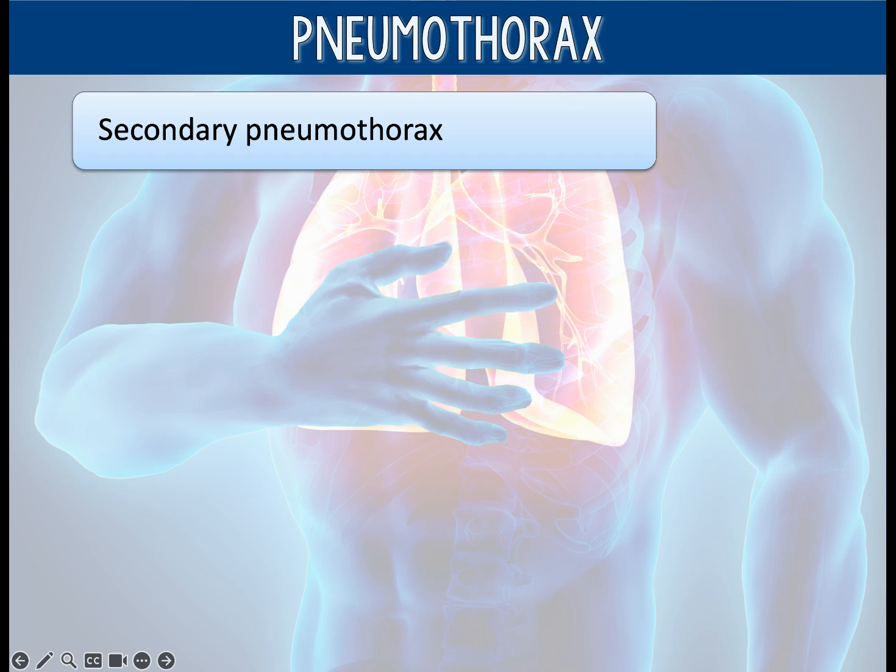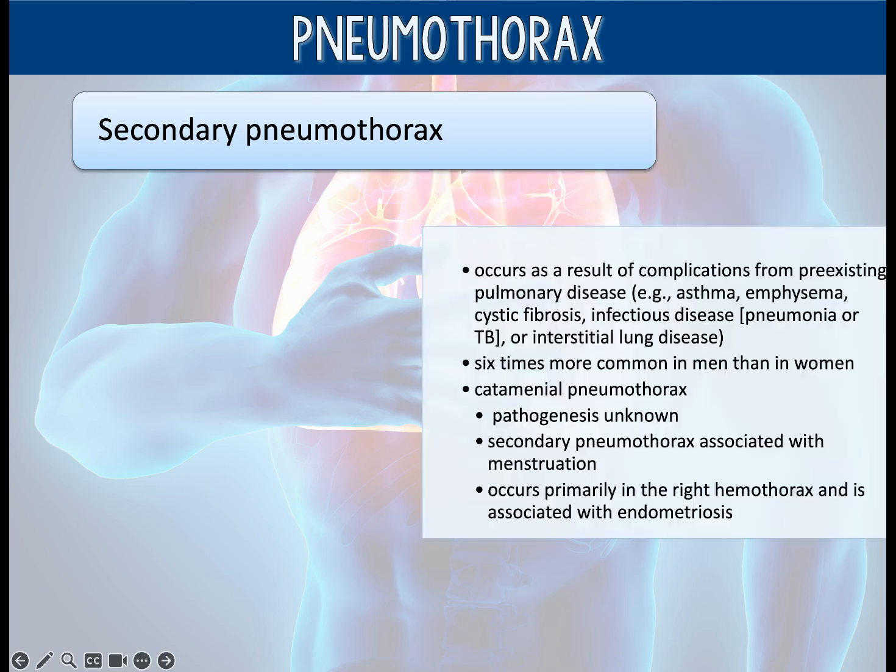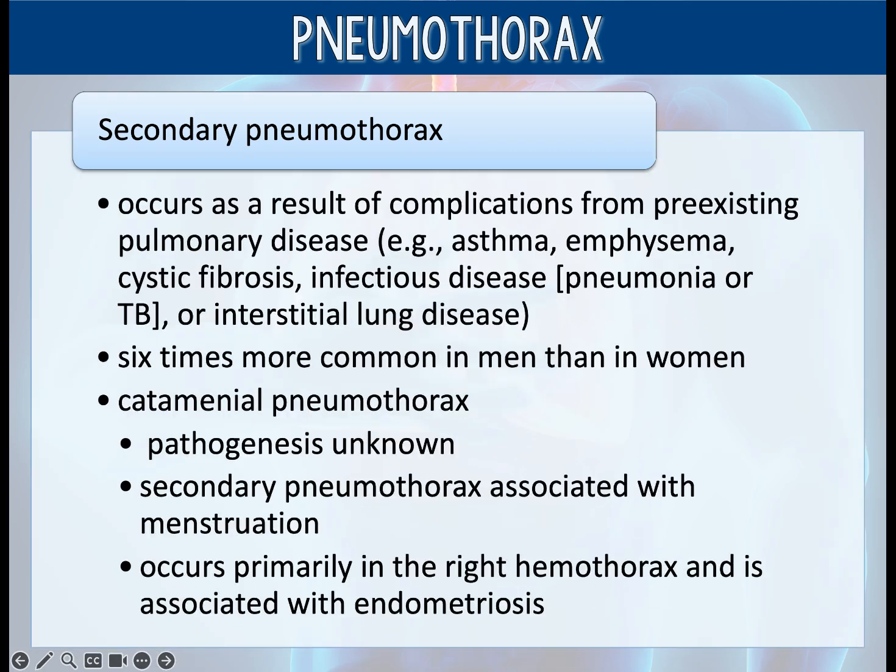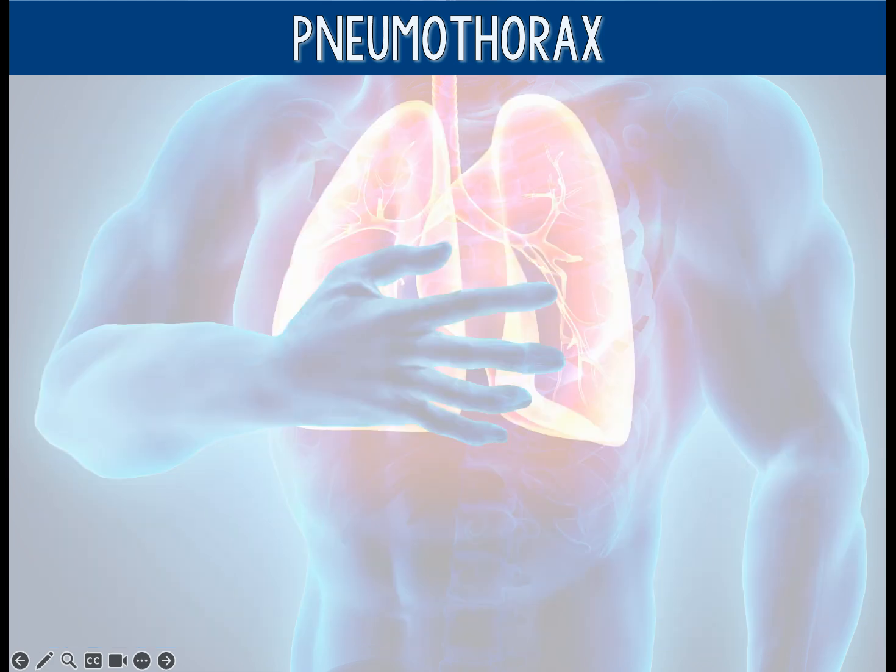There's a specific category of secondary pneumothorax associated with menstruation. It's called catamenial pneumothorax. They don't really know how this occurs, but a catamenial pneumothorax occurs primarily on the right side and is usually associated with endometriosis.